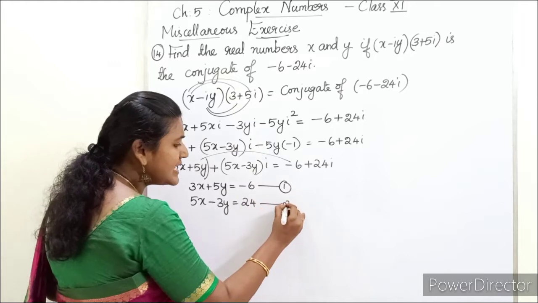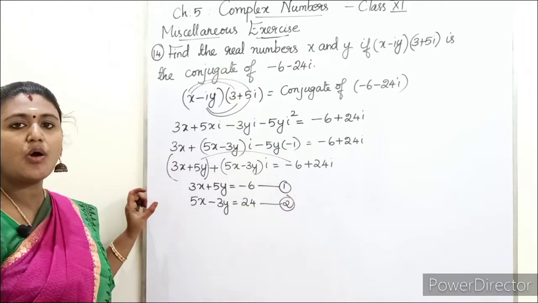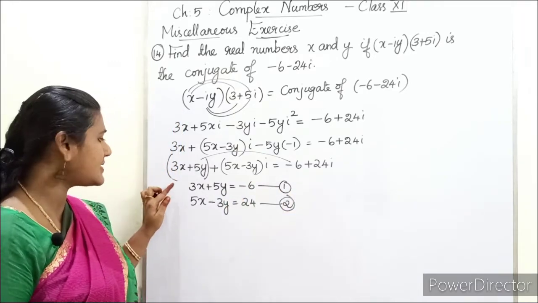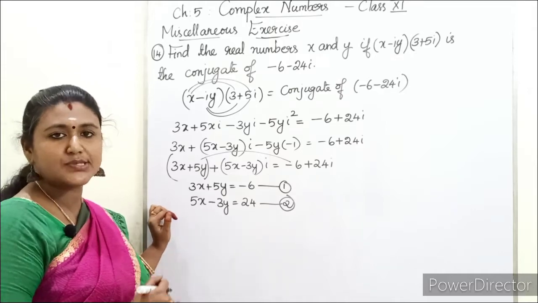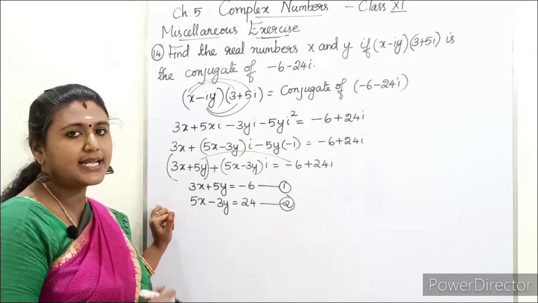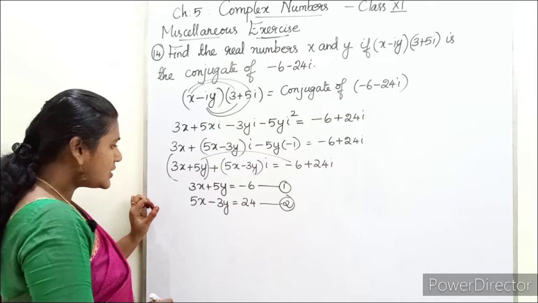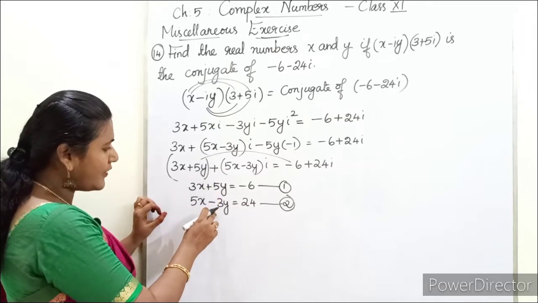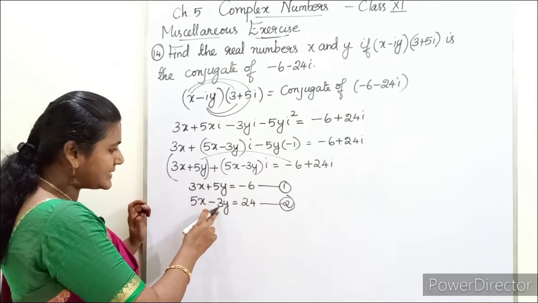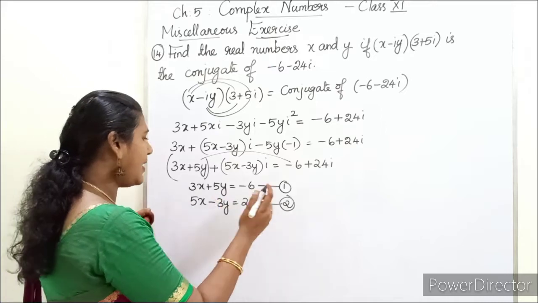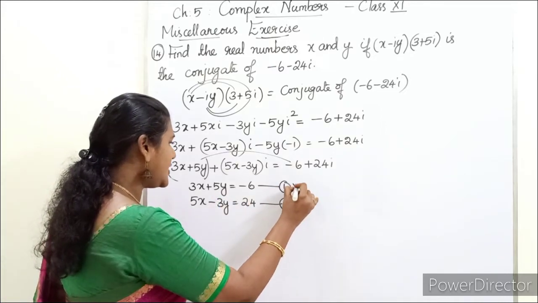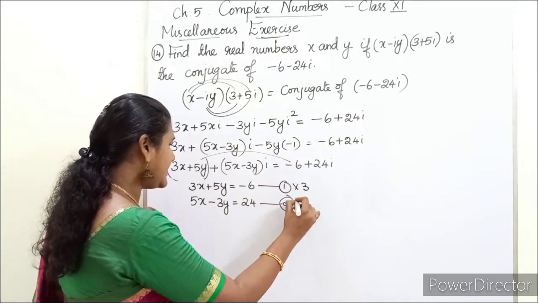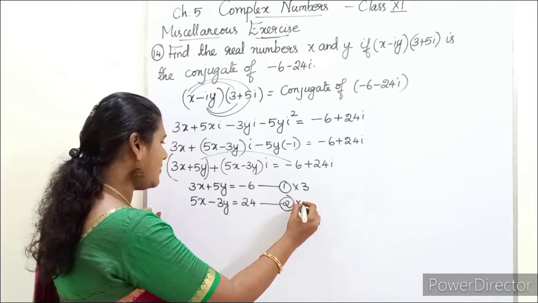So this is the second equation. So what we got? We got two linear equations in x and y. Now we will solve these two equations for getting the values of x and y. So we have to make the coefficient of either x or y same. So what we will do? We will multiply the first equation by 3 and the second equation by 5.